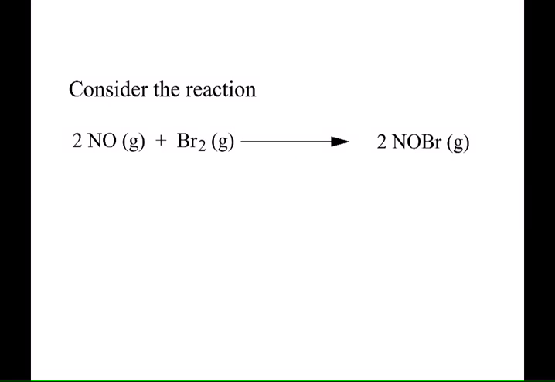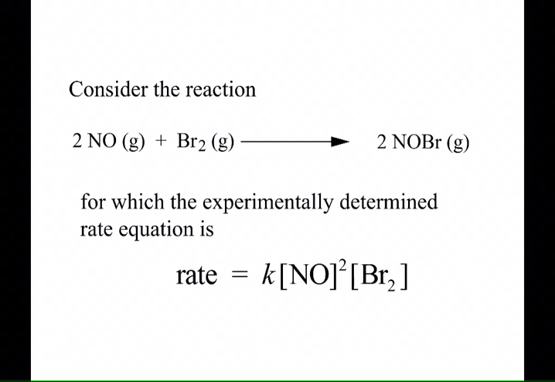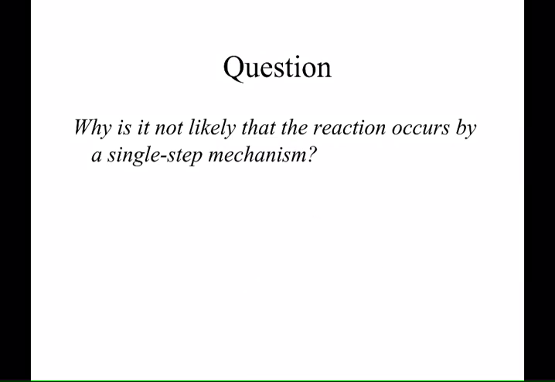So here's our reaction of interest. Now, hopefully you're looking at this and you're like, oh, it can't happen in one step because it'd be trimolecular, right? And the observed overall rate law expression looks like this. And it's tempting to say, well, we could just use molecularity, right? NO raised to the second power, Br2 raised to the first power, okay? But don't do it. Please don't do it. So how would you answer this question?